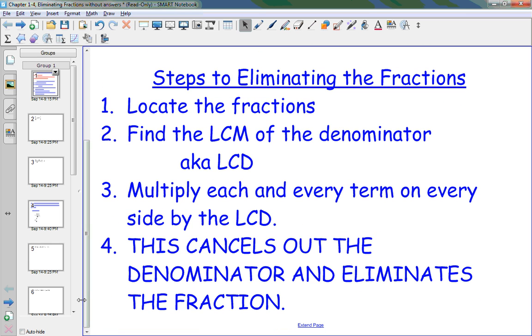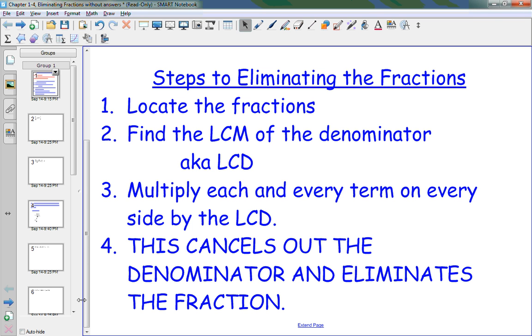Steps to eliminating the fractions. Step 1, locate the fractions. Step 2, find the least common multiple of the denominators. This is also known as the LCD. Step 3, multiply each and every term on every side by the LCD. And step 4, this cancels out the denominator and eliminates the entire fraction. You can all understand this, yay or nay?